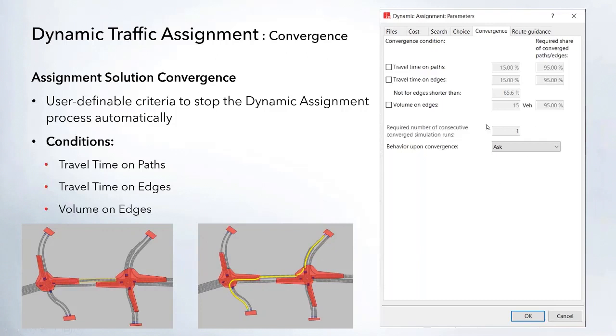And then you can set the number of runs in a row that need to reach that convergence. And then once that has been reached, there'll be a little pop-up window that will tell you, and you can hit OK to end the simulation.